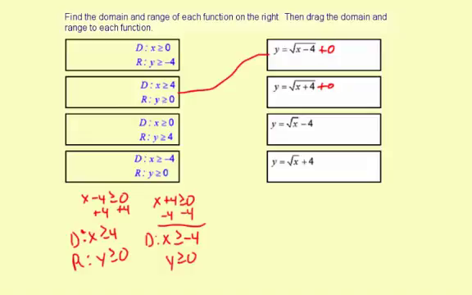So here's the domain. x is greater than or equal to negative 4. And the range, y is greater than or equal to 0. So that matches with this one.